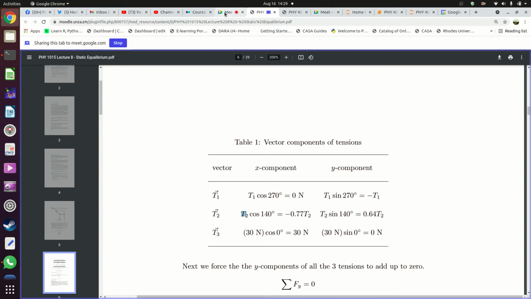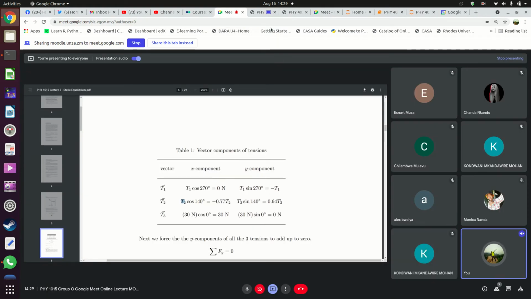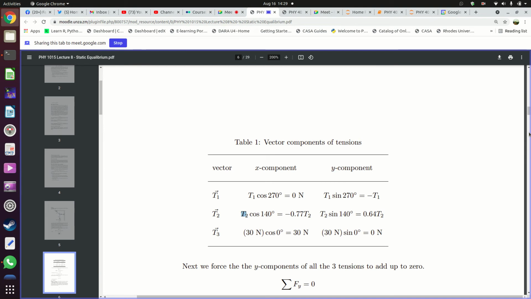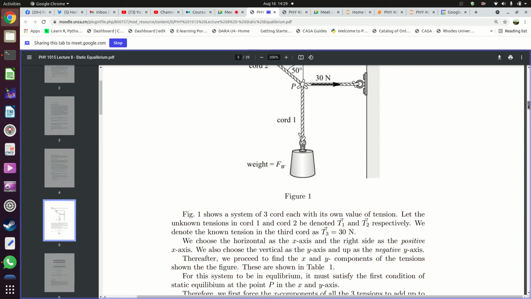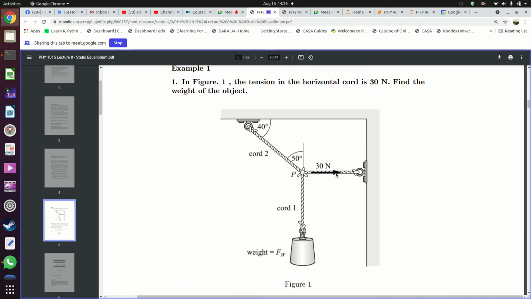Then, because of the choice we have made, when it comes to T3, we have said that we're going to be measuring our angles from this direction. So if you look at T3 here, which is the 30 newtons, the angle it makes is 0 degrees. The reason it's 0 degrees is because the tension here lies along the positive x-axis. The size of T3 is 30 newtons, but the angle it makes is 0 degrees.